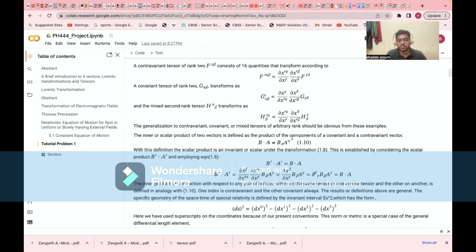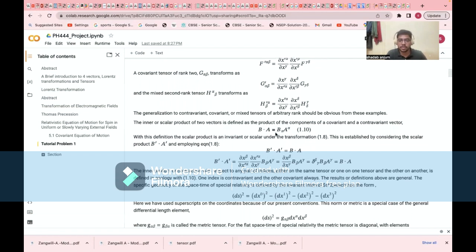So the dot product is defined as this, between a covariant and a contravariant vector. And we see that this is an invariant quantity, and this can be easily proved like this. Just take the transformation, b' dot a', which is nothing but the transformed b. This is the formula, and this is the formula for b_β a^γ. Okay, we'll just show that b_α a^α is the same as b' dot a'. And we just do this.